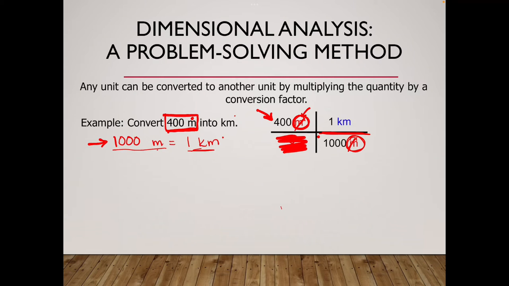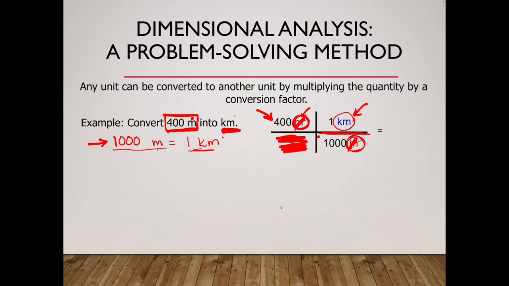Okay, so now we've set this all up. We've converted meters into kilometers, right? Whenever the unit here, in this top right, matches what we're trying to find, that's how we know that we're done. We were trying to find kilometers. We found kilometers. We're done setting up our math. Okay, so now we double check. We make sure all of our units cancel. We're only left with the unit that we're looking for. And then it's time to do math.